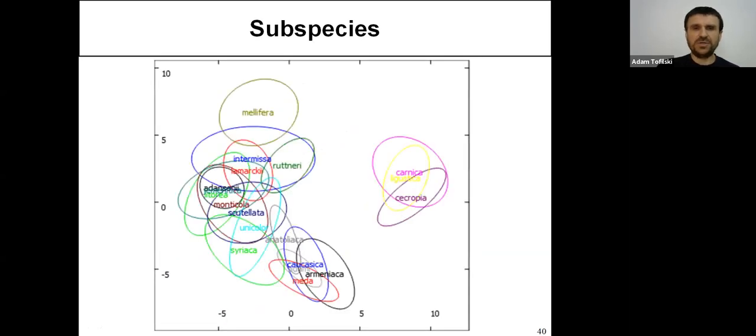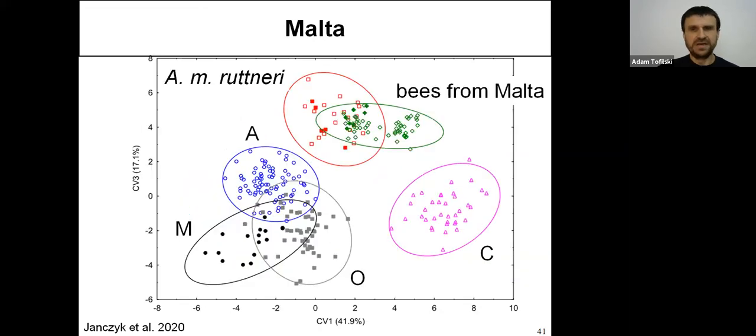In the case of subspecies, you can also choose subspecies in Identify, and then you have lots of subspecies, but some of them, like Ruttneri for example, are defined by only five colonies, which is definitely not enough. So you can use it, but it's much safer to use lineages, which are based on a better reference sample.